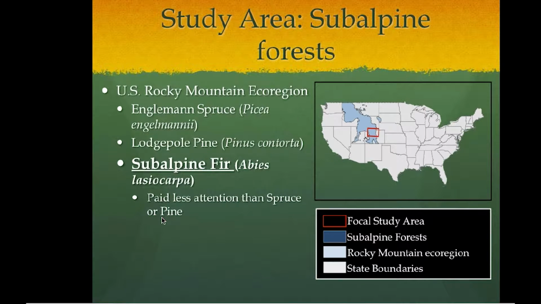Our study area is in the Rocky Mountain ecoregion, like I mentioned, depicted here by the blue. And within that ecoregion, we're looking at subalpine forests. And there's three dominant species of trees. There is Engelmann spruce tree, lodgepole pine trees, and subalpine fir trees. Our focal species is the subalpine fir tree because they've been paid less attention to in tree mortality studies recently.